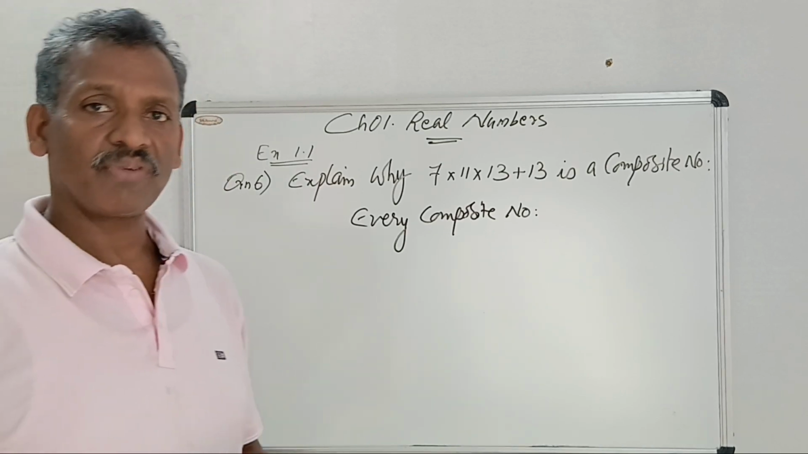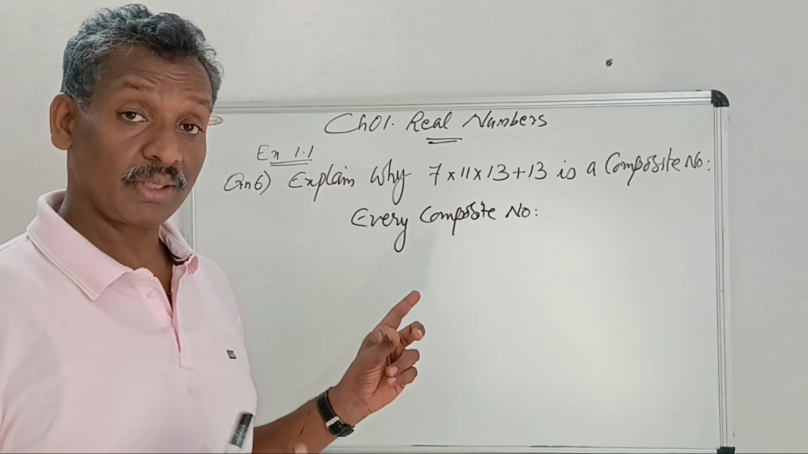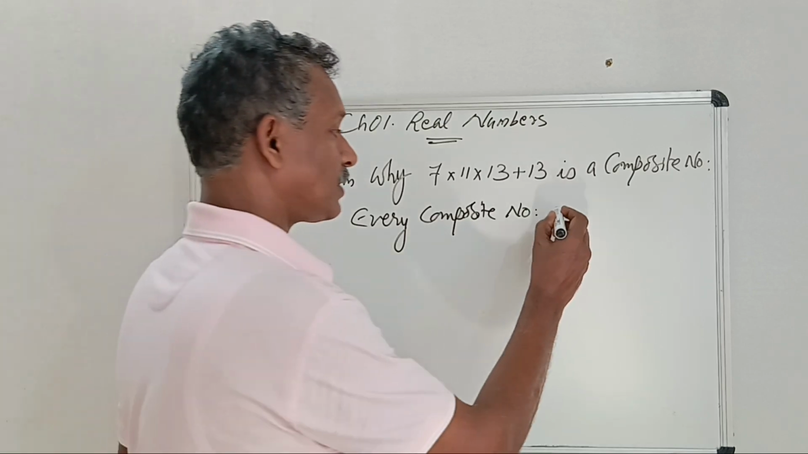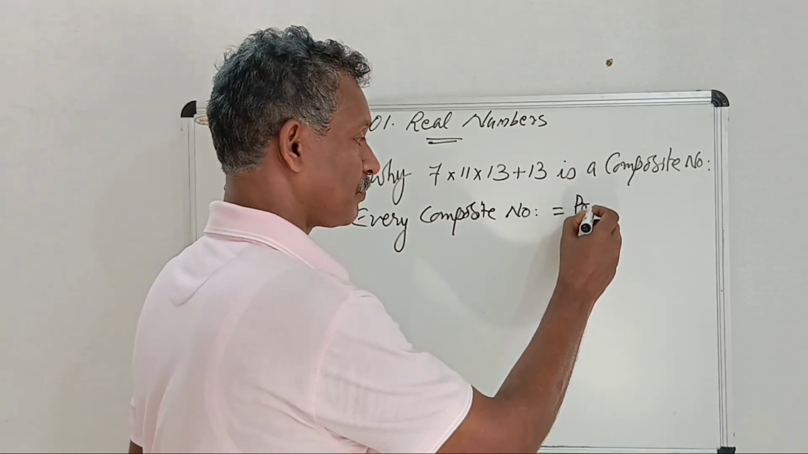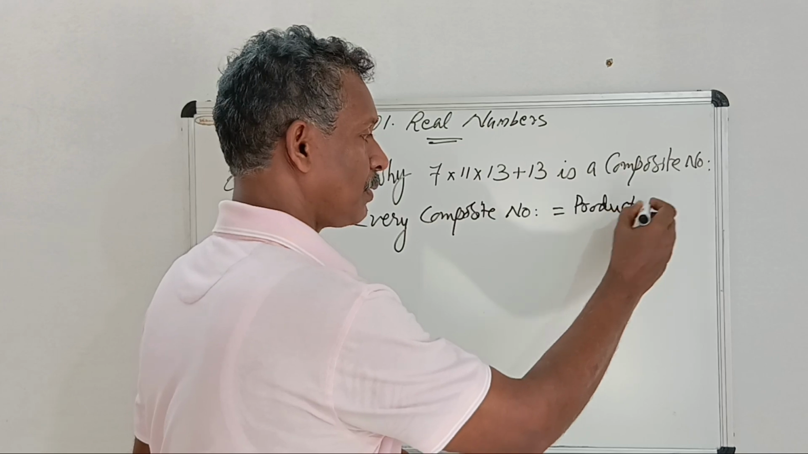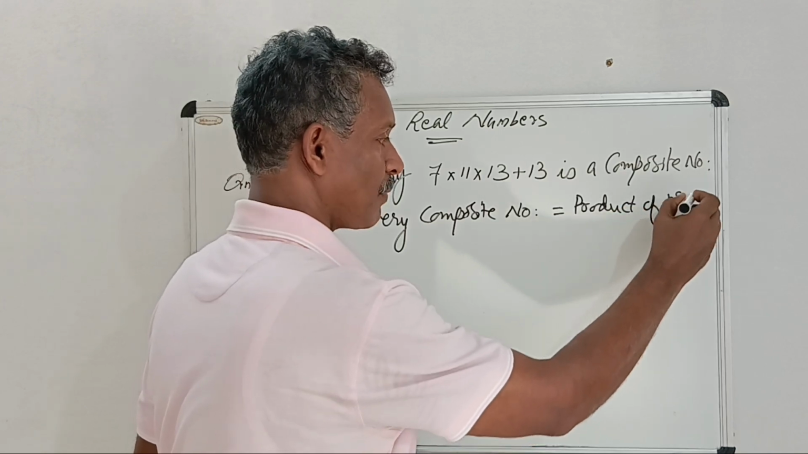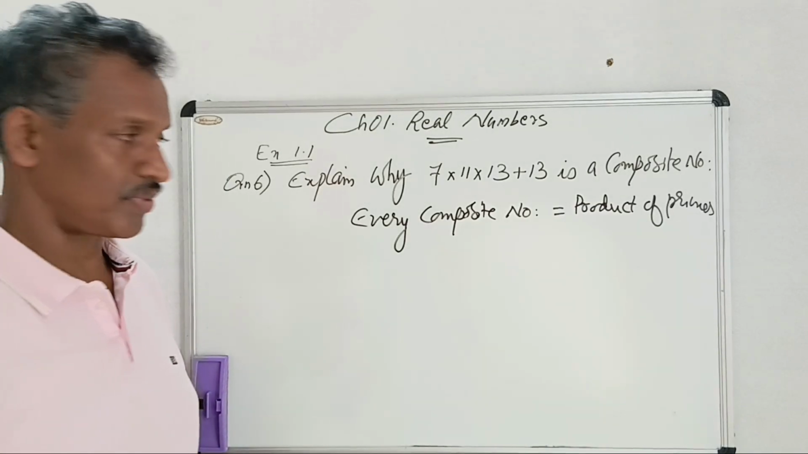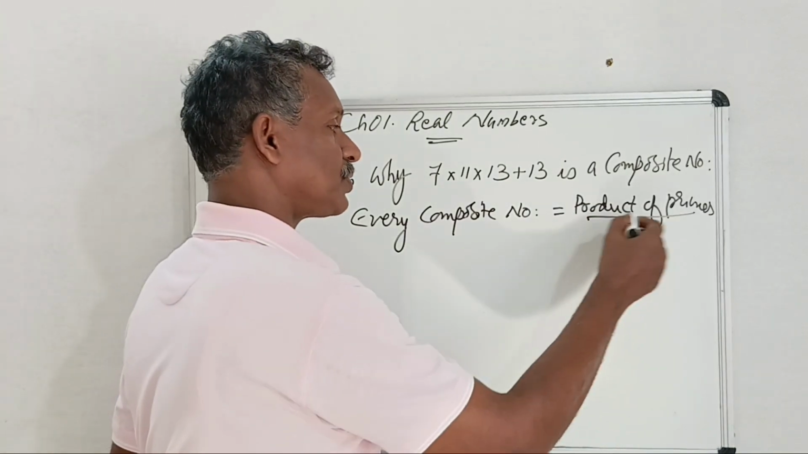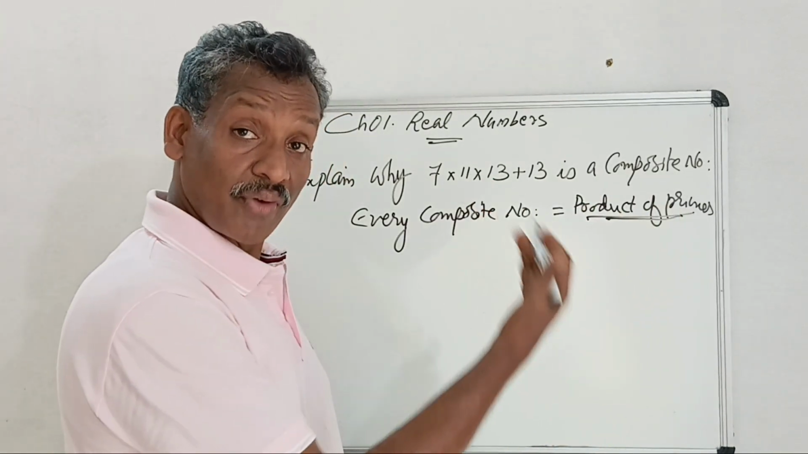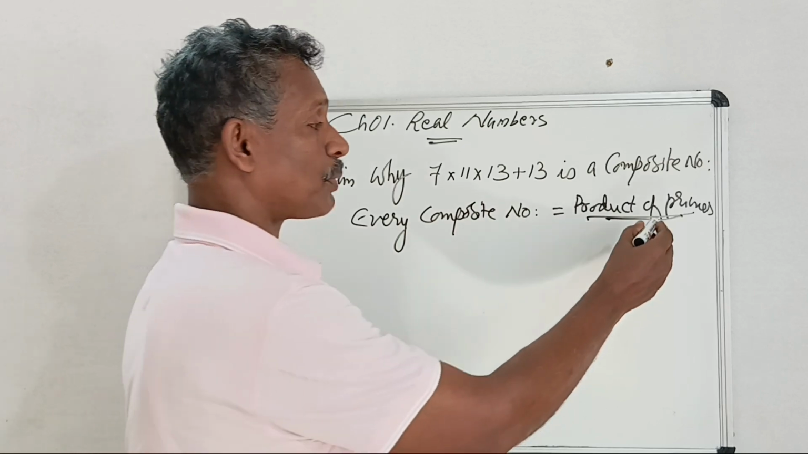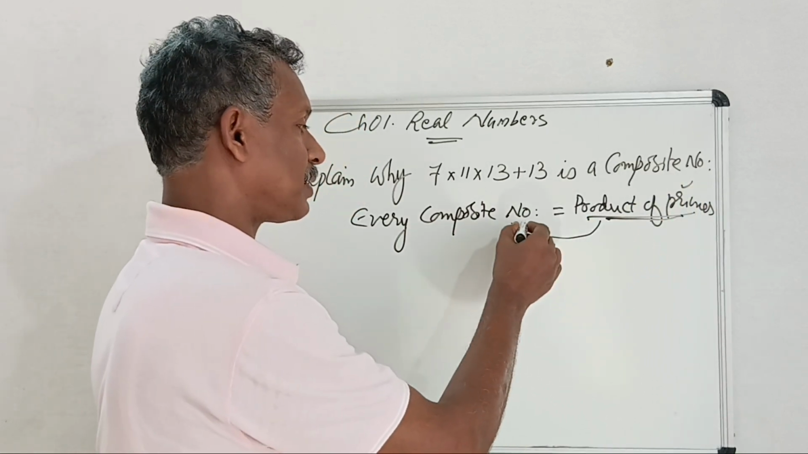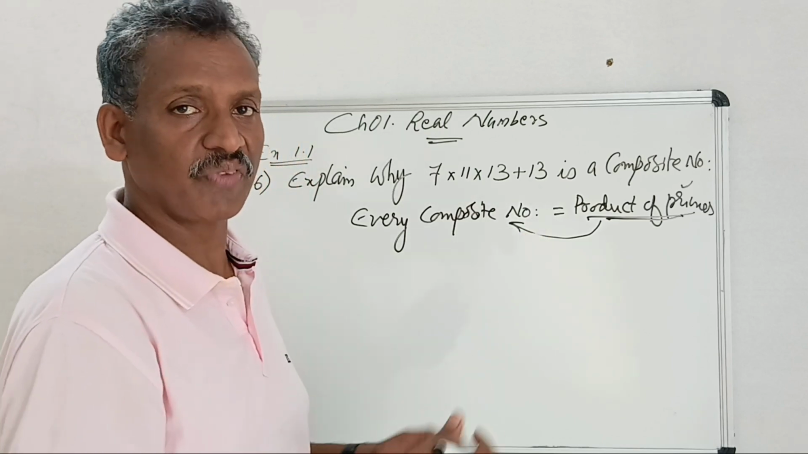So you know the fundamental theorem. It states that every composite number can be expressed as the product of primes. So we can do the reverse of this. If you can write any number as the product of prime numbers, then you can say the given number is a composite number. This is what we are doing.